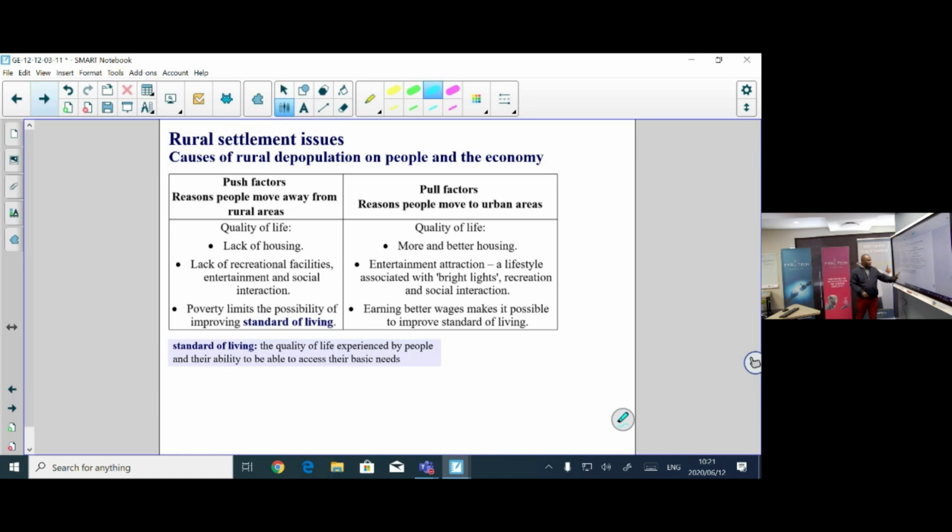What is standard of living? Here we have got our definition here. It is the quality of life experienced by people and their ability to be able to access their basic needs.